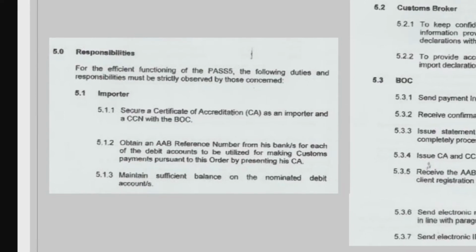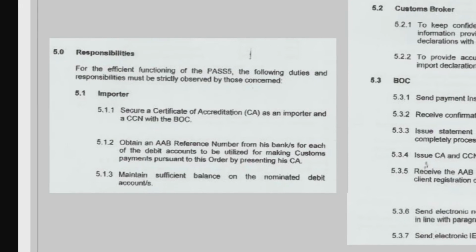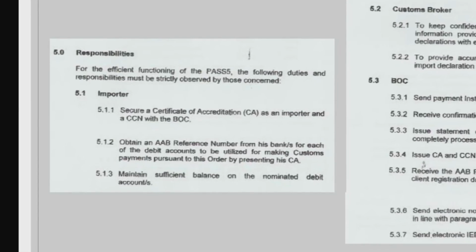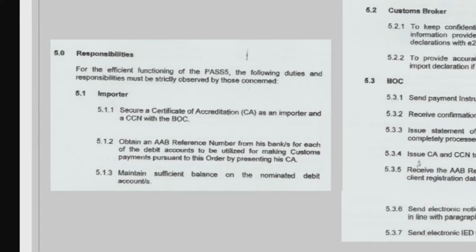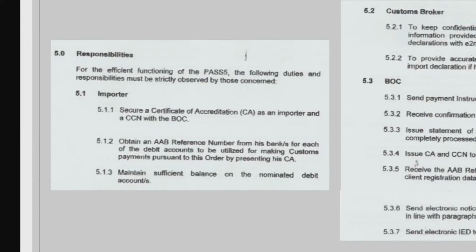They should obtain an authorized agent bank reference number from his banks for each of the debit accounts to be utilized for making customs payments pursuant to his order by presenting his certificate of accreditation.